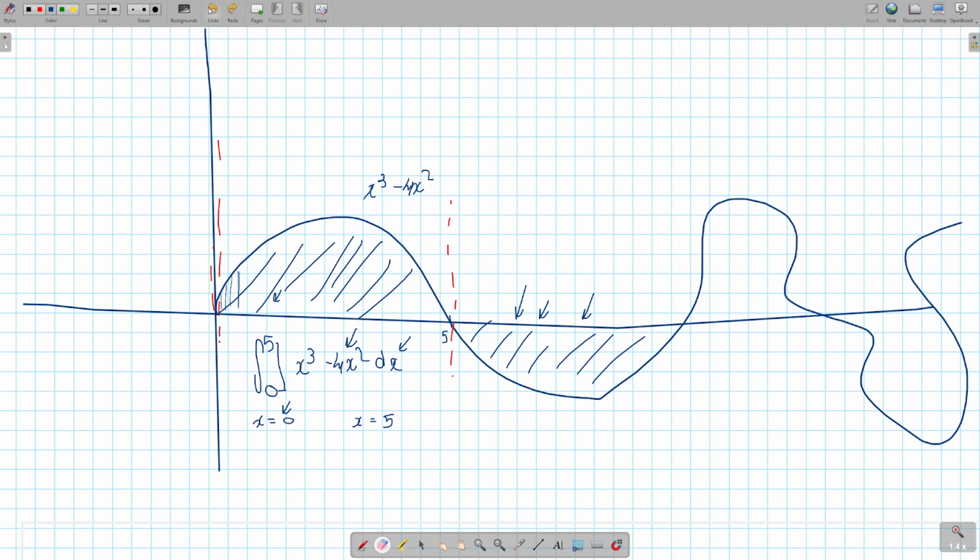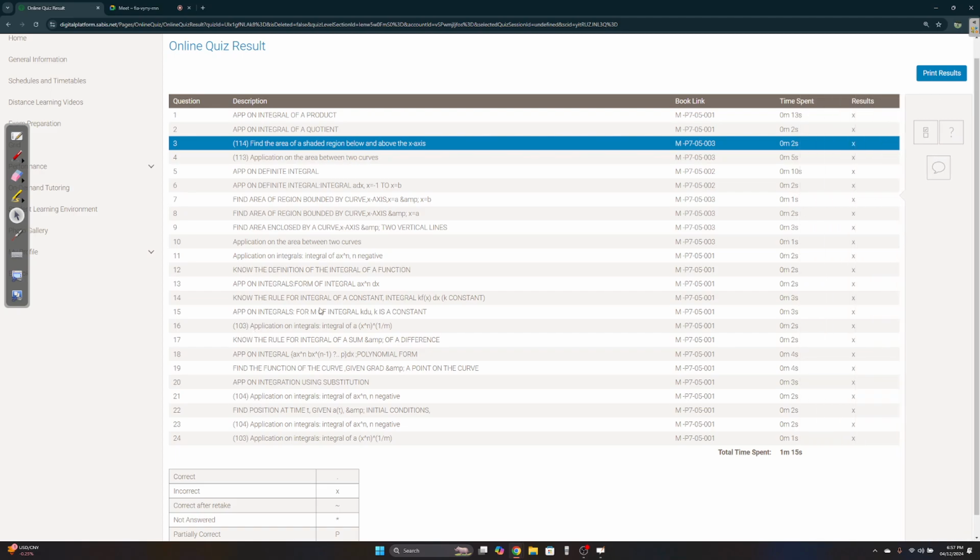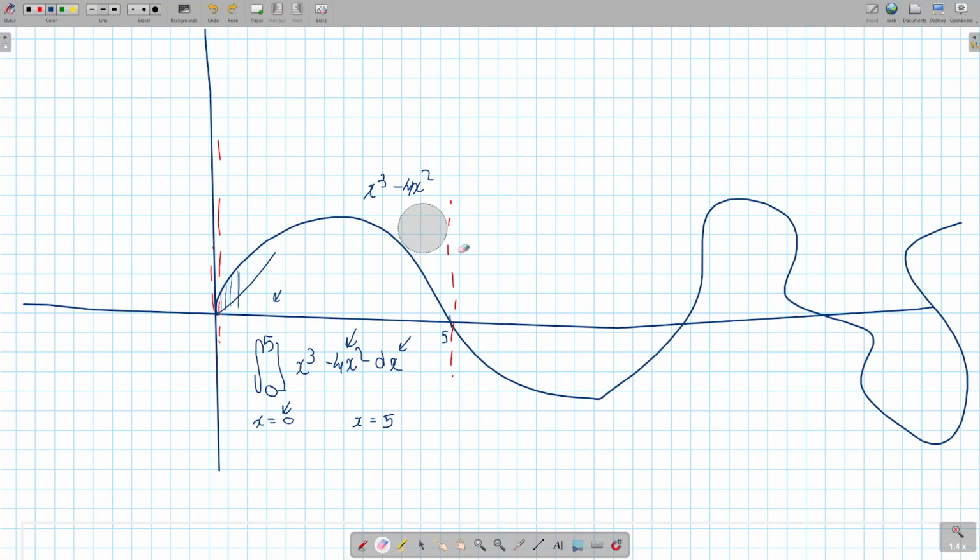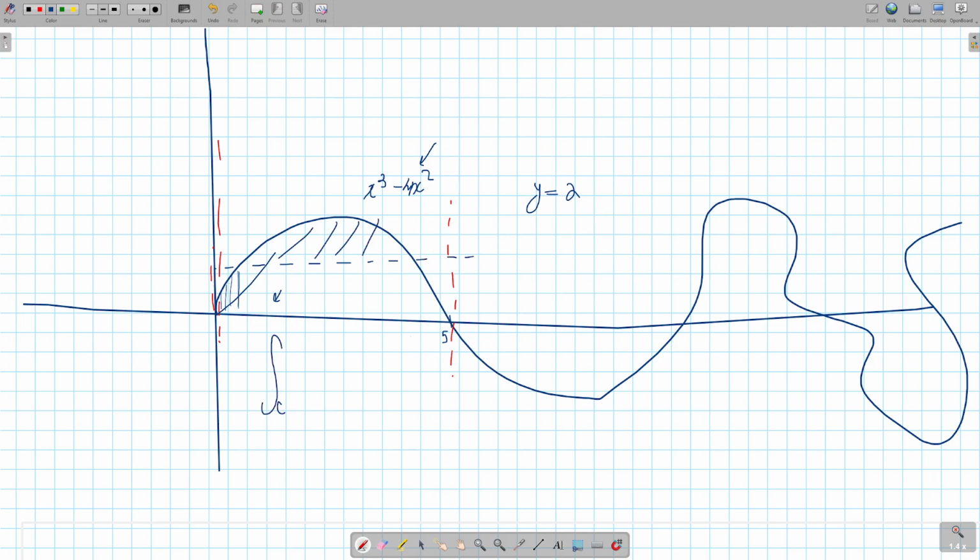Sometimes they're going to ask you to find the shaded region between the curve and the y-axis. I don't know if it's here though. If we reach it, I'll explain it. Okay, let's say instead of the x-axis, they said between our curve here and the line y equals 2. So between these two lines, we would want this shaded region. Same exact thing, integral from 0 to 5, except now we have two functions. How do we do it? Anytime you have two functions, you just subtract. So you write x cubed minus 4x squared, and then minus 2. That's it. Anytime you have more than one function, you just subtract them.